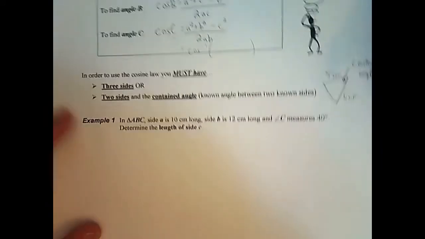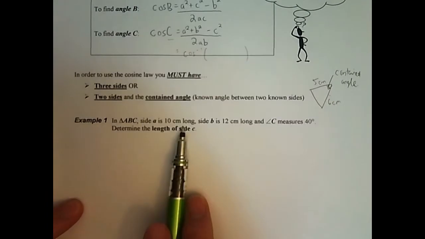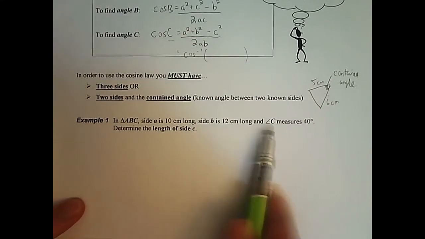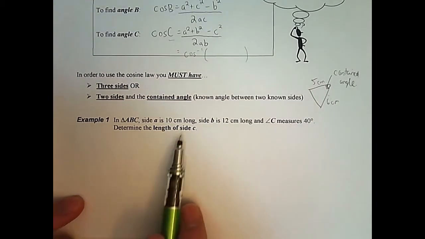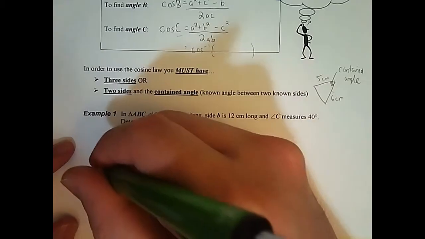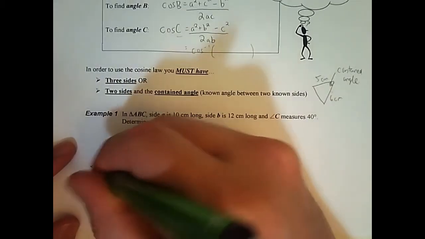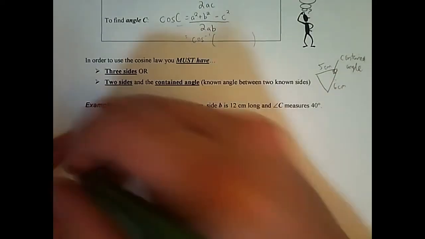So example 1 says, in triangle ABC, side a is 10 centimeters long, side b is 12 centimeters long, and angle C measures 40 degrees. Determine the length of side c. So, like always, we make a diagram. So just draw a triangle, just like I did in the last lesson. Doesn't matter what it looks like.